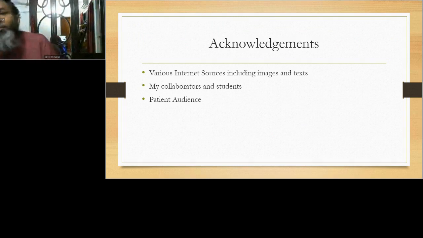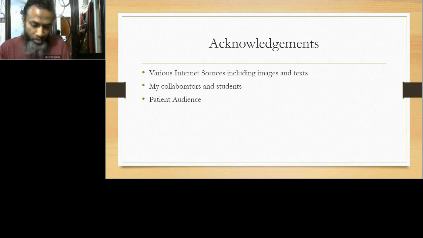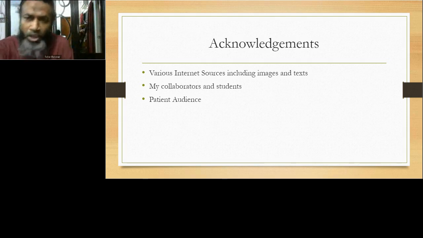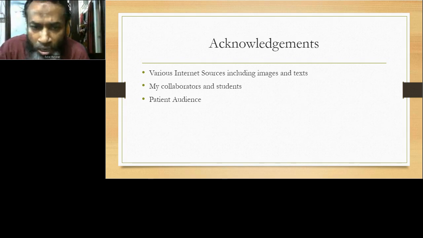I would like to acknowledge my collaborators and students who work with me, and the patient audience, of course. This is an unprecedented time. Usually I prefer to interact with the audience, but it is not possible in the current scenario. I have also used many resources from the internet, so I have to acknowledge those as well. With this, I would like to conclude my presentation.